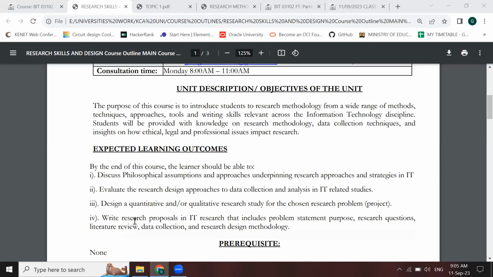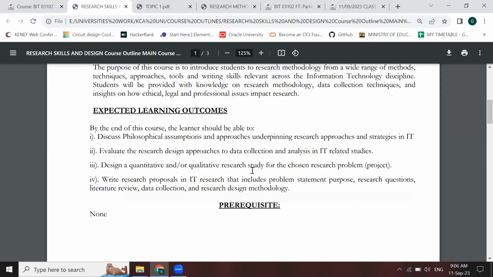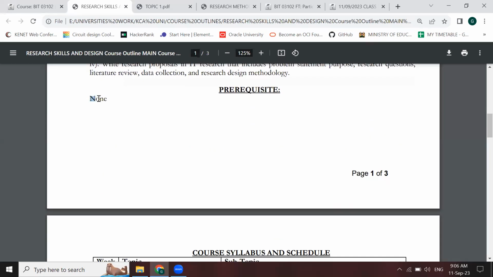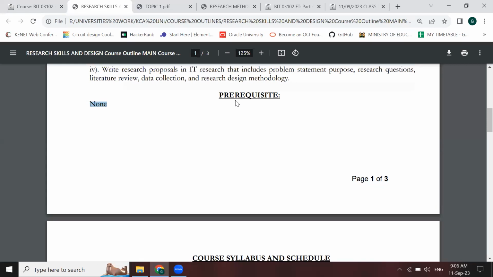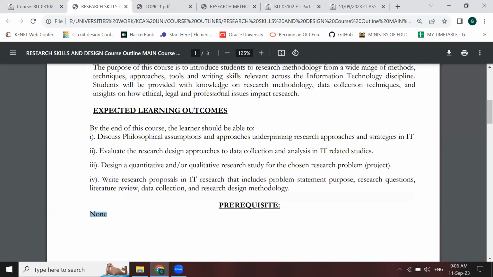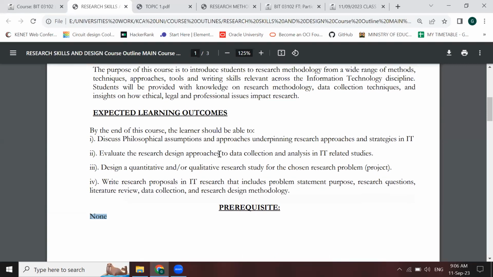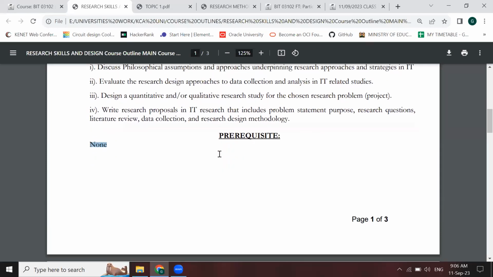Can proceed. I'll also guide you on how to come up with a conclusion and recommendation as you conduct your research. Prerequisites, there is none. It's not a must that you must have done a particular unit for you to do research. No, this is open to all.